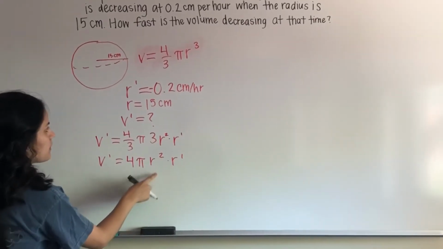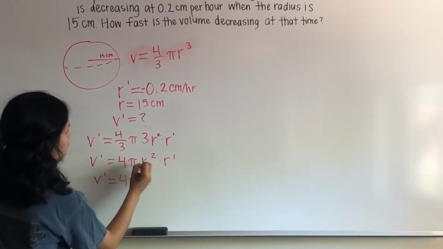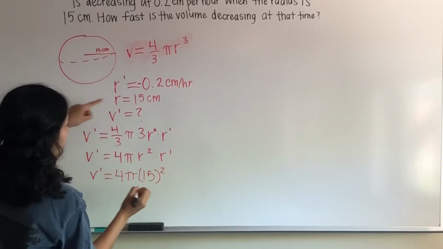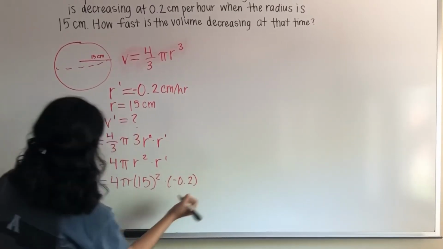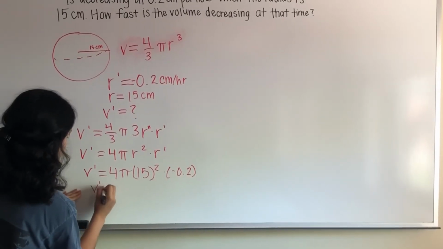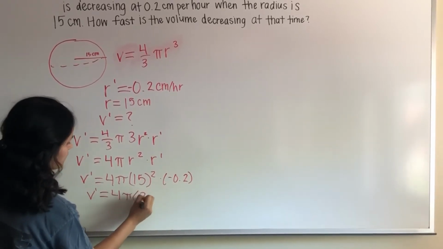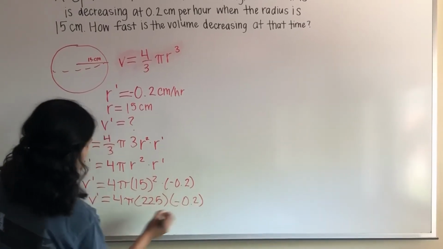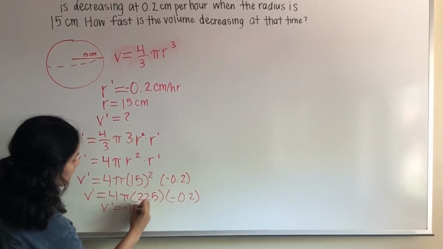And then we can just go in and plug in what we know. So we know r is 15, and we know r prime is negative 0.2. So when we work this out, we'll get v prime is equal to 4 pi, 15 squared is 225, times the negative 0.2. And so that would equal negative 180 pi.